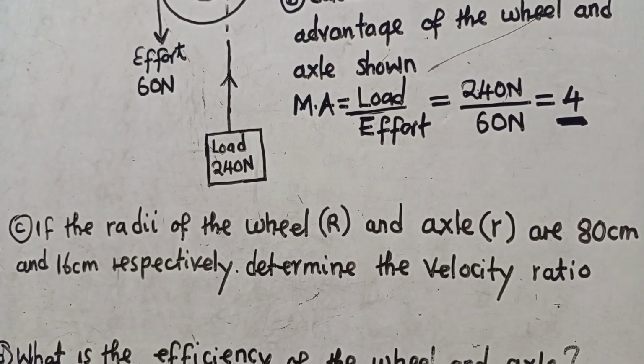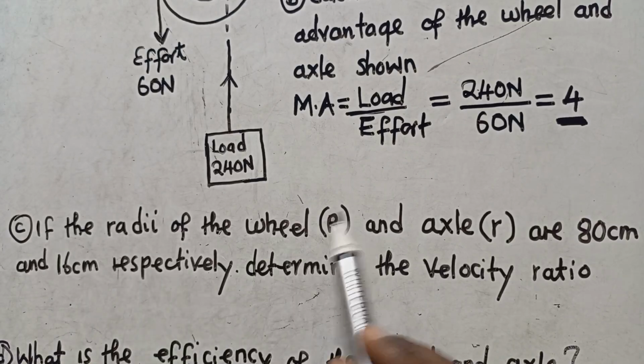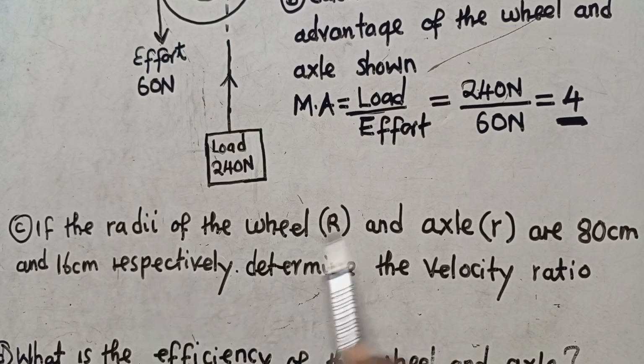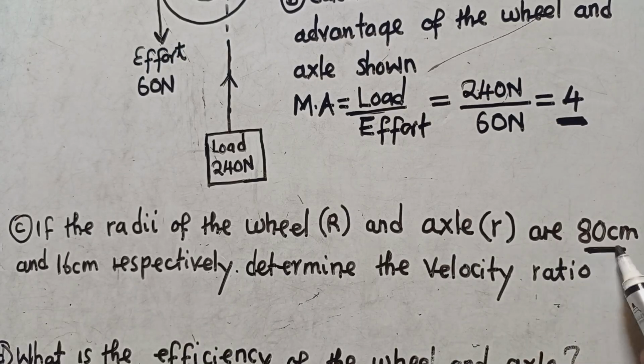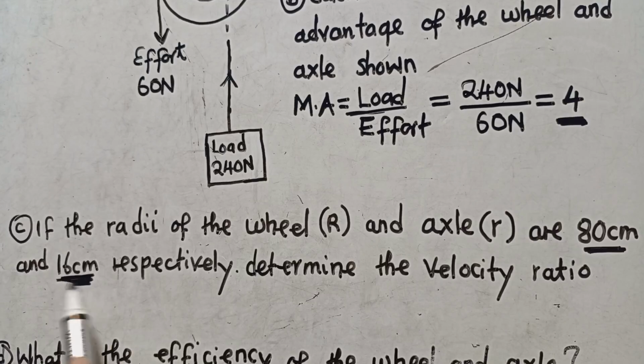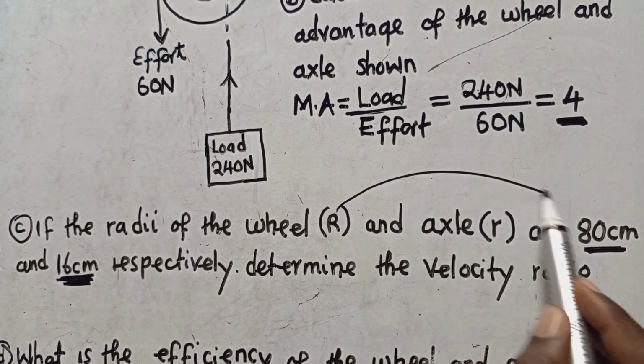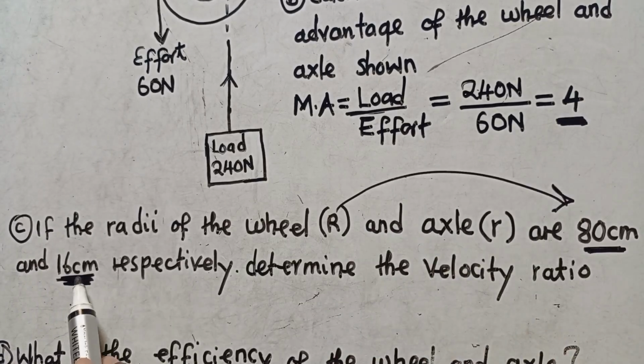So I decided to write down this question so that everyone is able to see and follow clearly. The question is saying, if the radius of the wheel, capital letter R, and the axle, small r, are 80 centimeters and 16 centimeters respectively. This means capital R is for this one, and small r is for that one. That is what the word respectively means. Then determine the velocity ratio of the wheel and the axle.